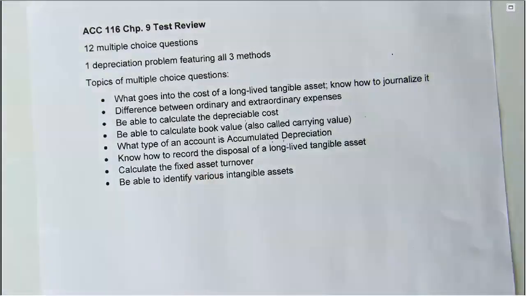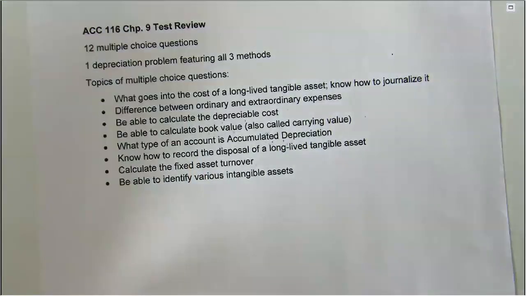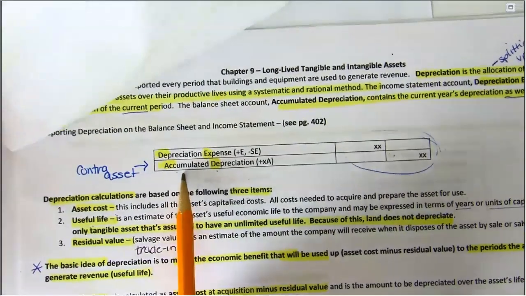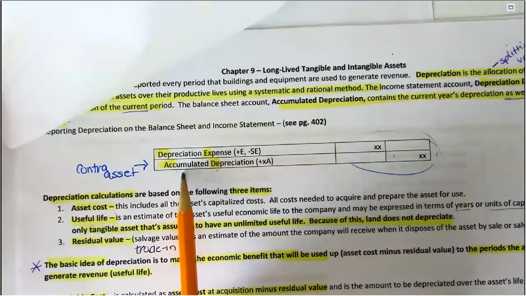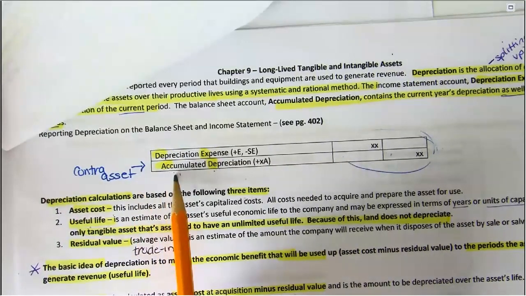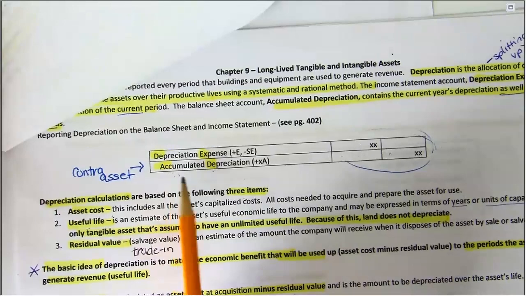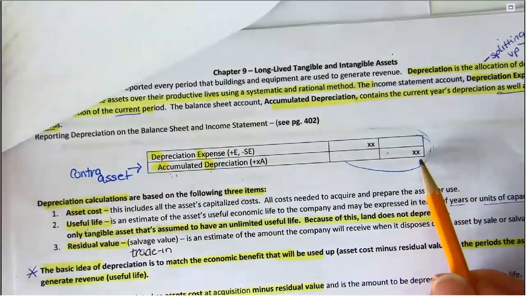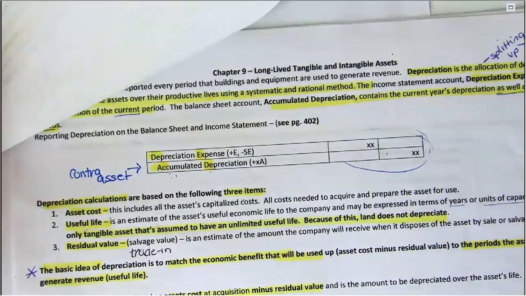What type of an account is accumulated depreciation? Okay, so that's a contra asset. This account is in the area of your chart of accounts as an asset, but it's a contra asset. It's going to be used to subtract from the asset the amount that it's worn out. So it has the opposite balance. It's got a credit balance instead of a debit balance.